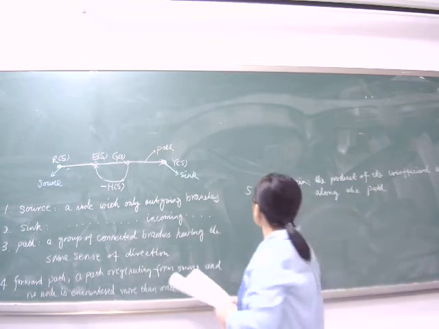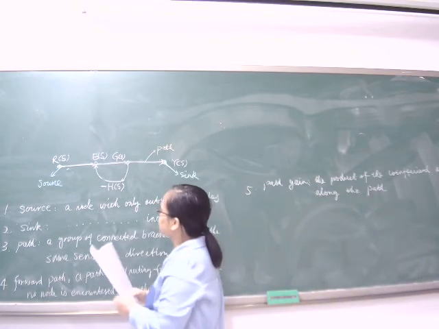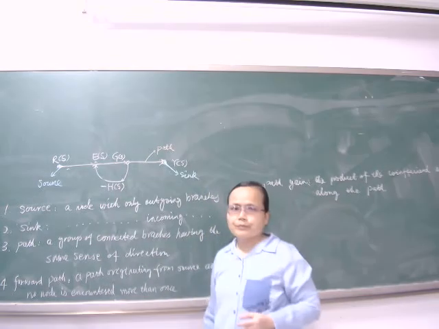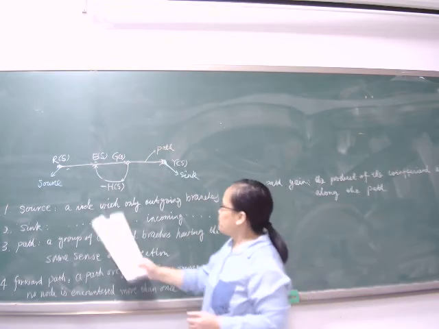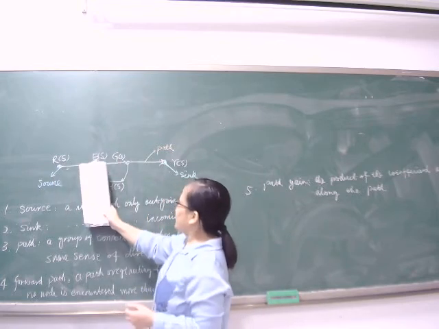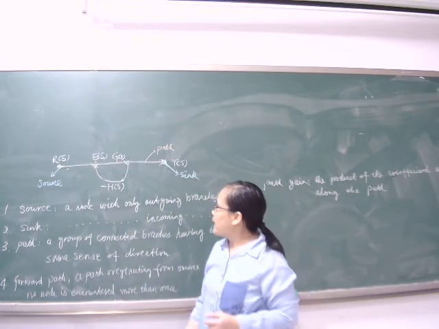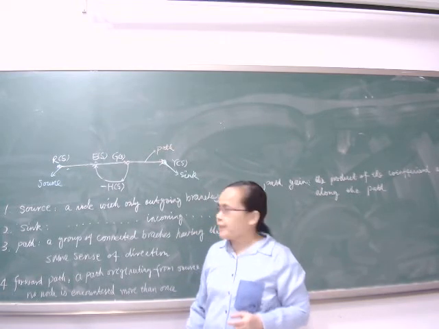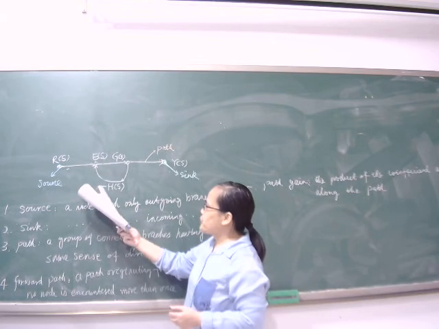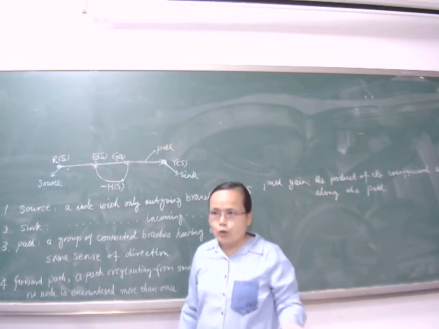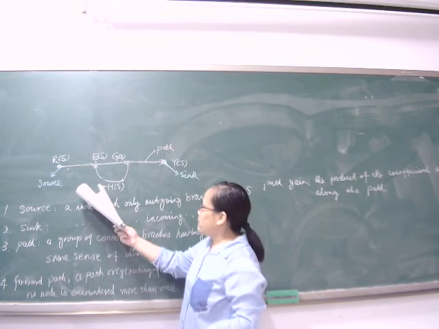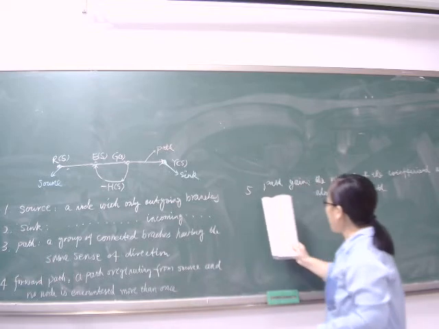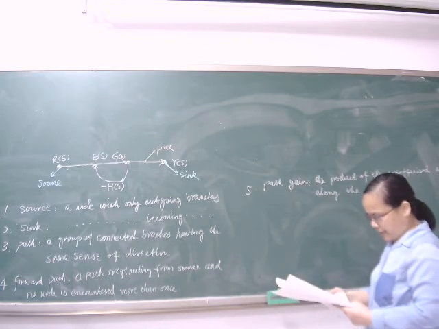Here you can see the path gain for this forward path is G. But for this path, going to the second node, the path gain is G times minus Hs, so it is minus G Hs. This path gain is not the same.